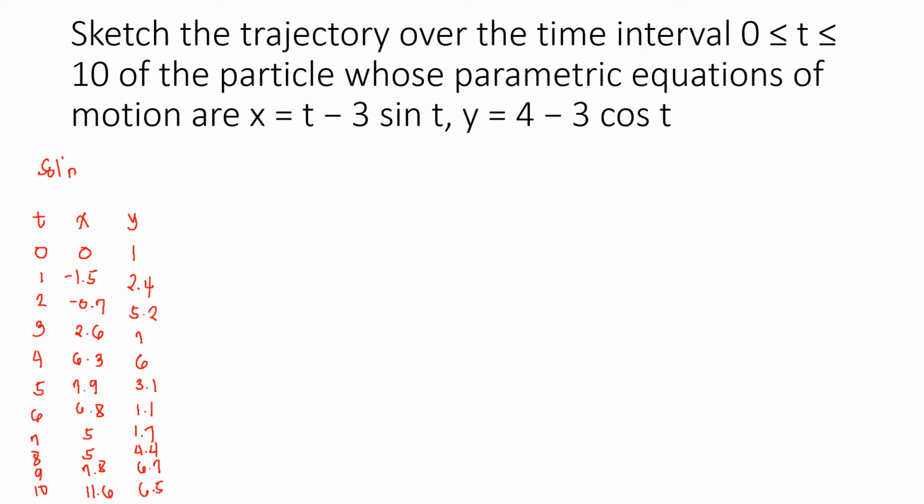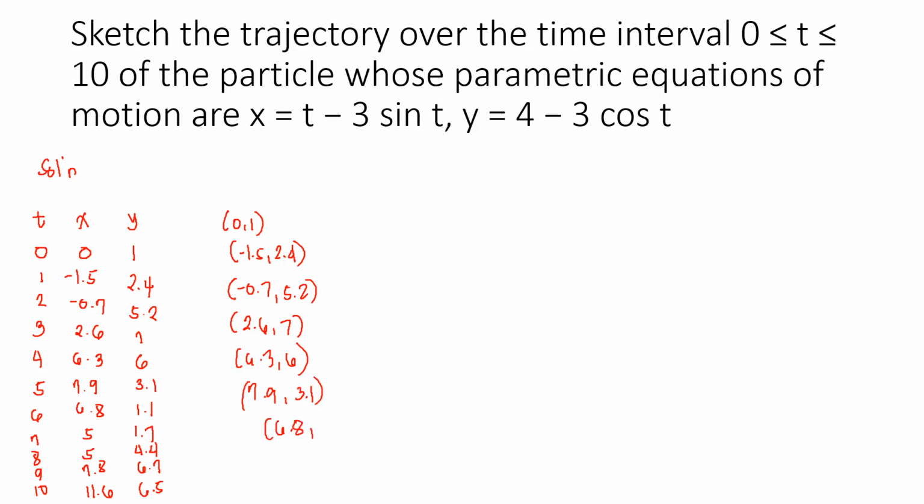In other words, you now have points. Your points are (0, 1), then (negative 1.5, 2.4), then (negative 0.7, 5.2), then (2.6, 7), then (6.3, 6), then (7.9, 3.1), then (6.8, 1.1), then (5, 1.7), then (5, 4.4), then (7.8, 6.7), and then (11.6, 6.5).